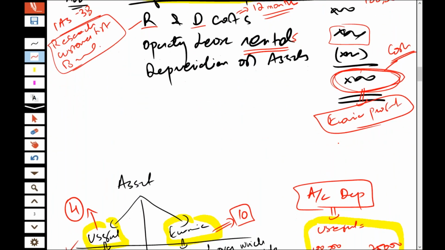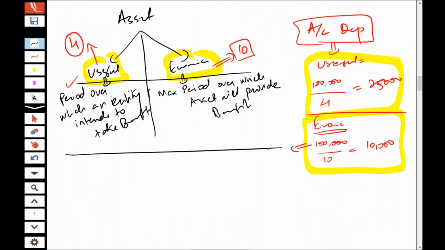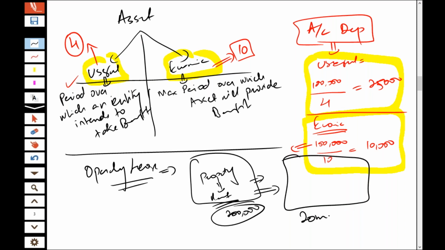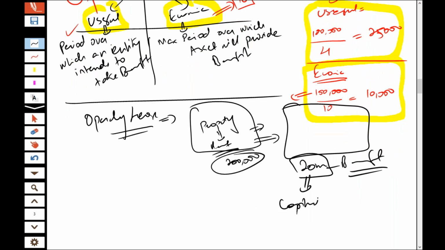The people who talked about this economic value added, their viewpoint about the operating lease was that even if you are using a property and that property is on rent, although you may be paying only 200,000 for the property, realistically speaking, if this property is worth 20 million, you are taking the advantage of 20 million from it. Therefore, this property should be capitalized as part and parcel of your assets.